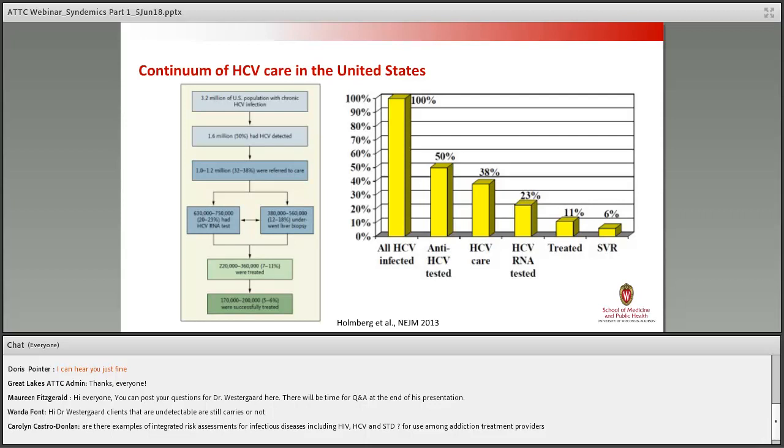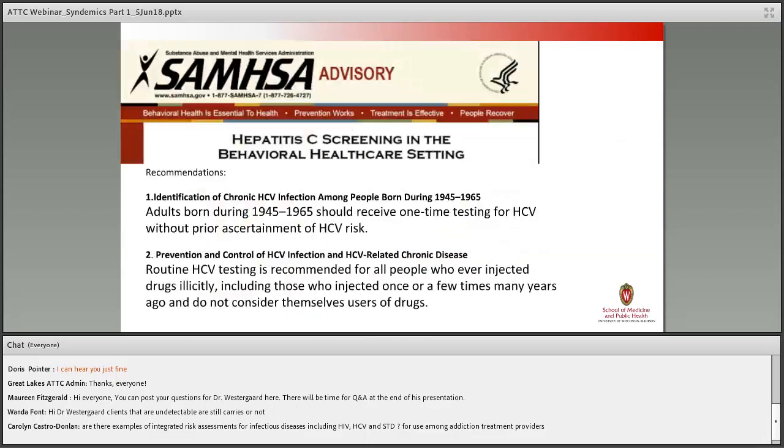But despite that dramatic advance in therapeutics, only 6% of people infected have received treatment and have been cured to date. There's complicated reasons why that's the case, but that's where we are.